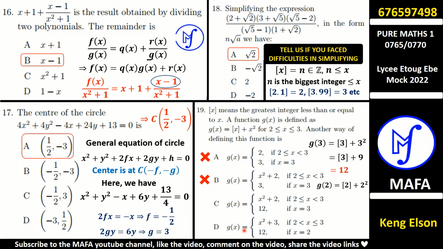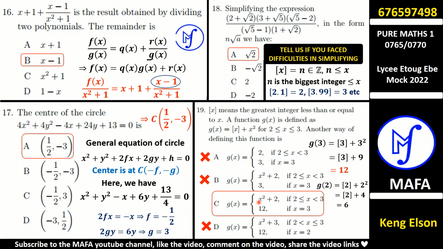Now option D has g of 2. Let us look for g of 2. g of 2 is the greatest integer of 2 plus 2 squared. Now what's the greatest integer of 2? It is 2. Then plus 2 squared, you are going to get 6. So we eliminate option D also. So it means that the correct option is option C.